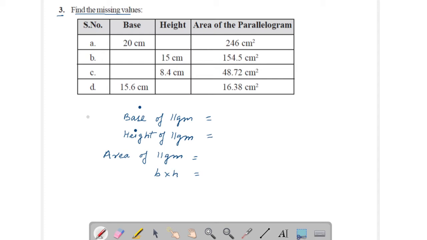Now come to B part. Here base of parallelogram, you have to find out. Height of parallelogram, it is 15 centimeter. Area of parallelogram, it is 154.5 centimeters square.